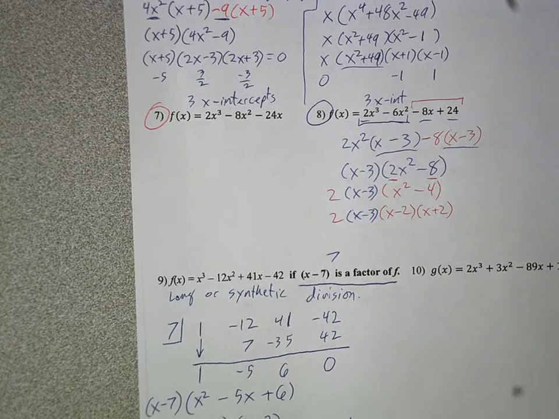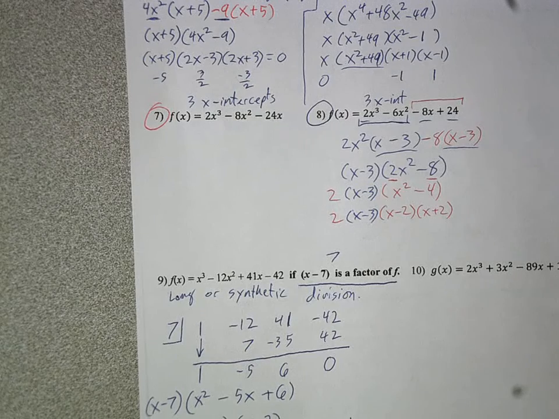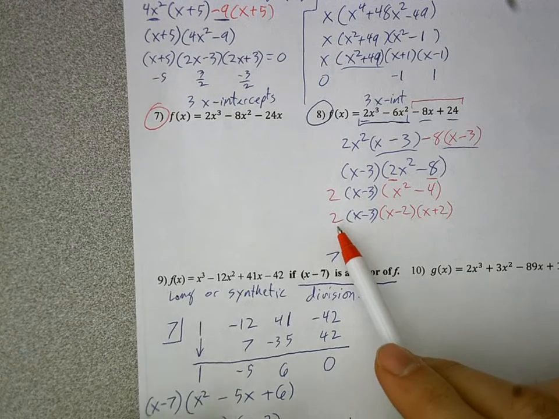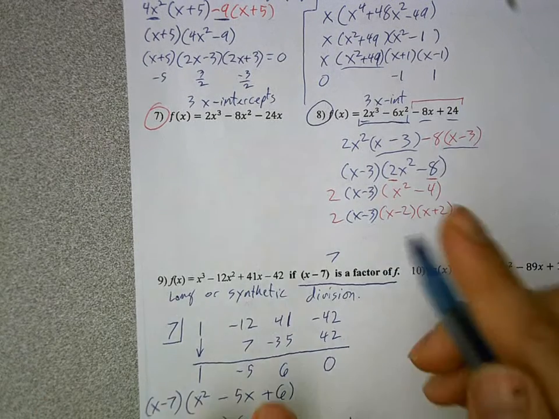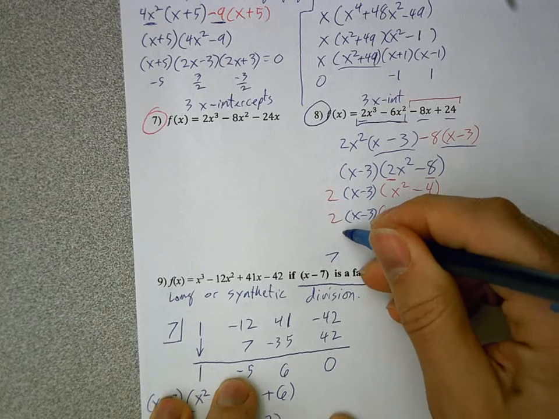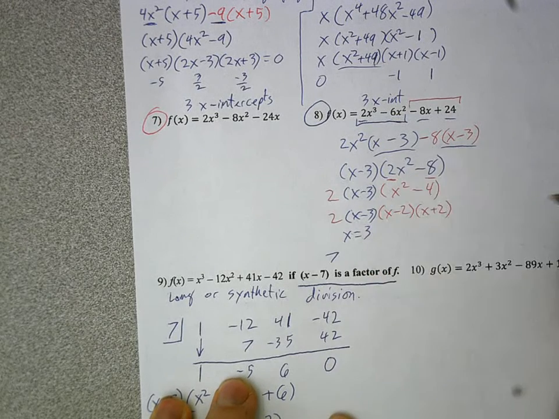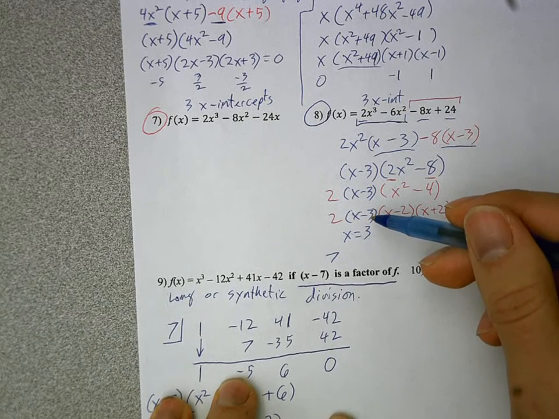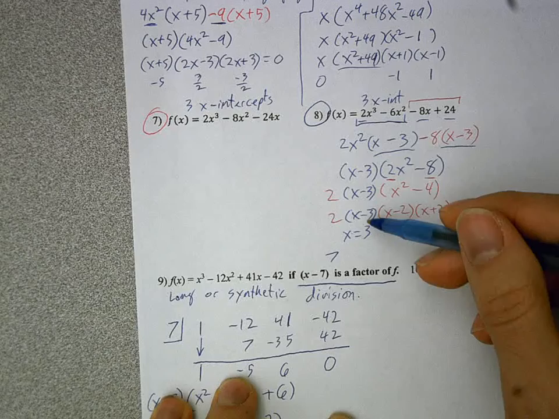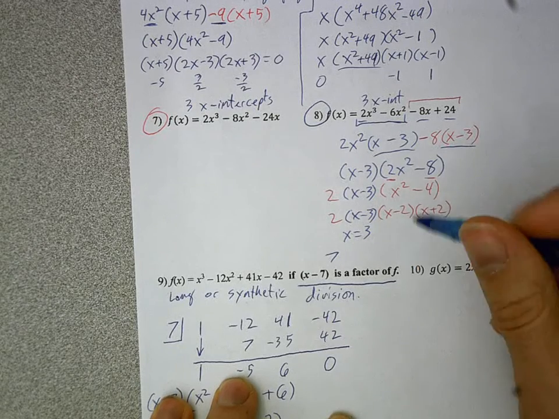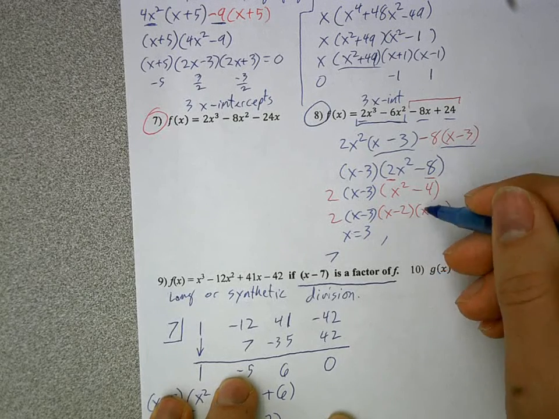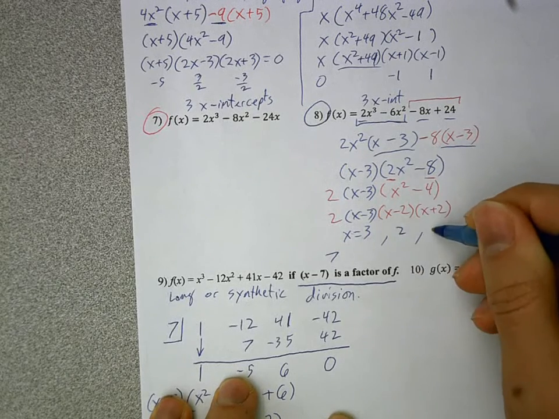So this problem said factor it completely over the integers. That part's done. Part B, find all the roots, real and imaginary. So all these set equal to 0. This 2 is never going to equal 0 on its own. But this, x minus 3, would be equal to 0 if x was 3, right? You could always set it equal to 0 if you needed to. Add 3 to both sides and get x is 3. This one, x minus 2 equals 0. Add 2, we get a positive 2. This one, a negative 2.